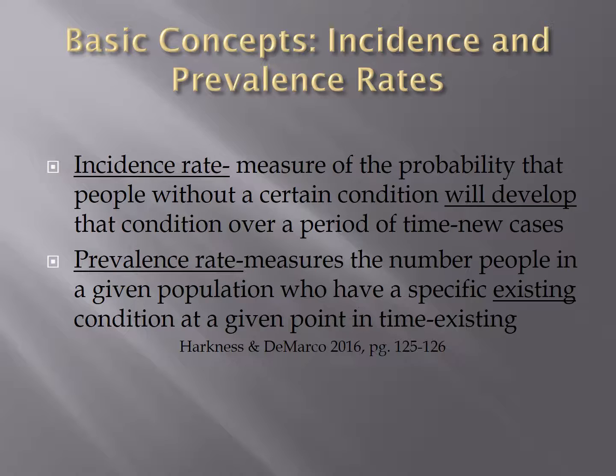Incidence and prevalence. The incidence rate is a measure of the probability that people without a certain condition will develop that condition over a period of time. These are the new cases. A prevalence rate measures the number of people in a given population who have a specific existing disease or condition at a given point in time. Again, prevalence rate equals existing. Incidence rate are the new cases, the probability that they will develop a condition over time.